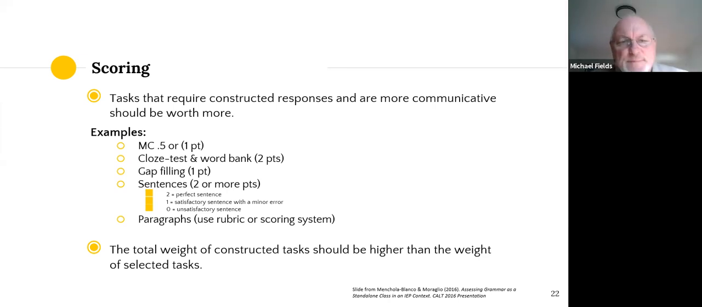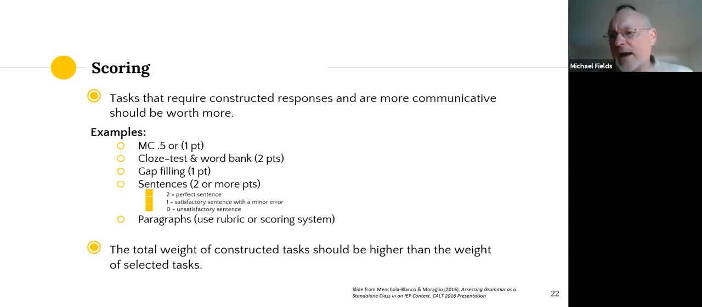Yeah, I'm thinking it over. I mean, in the first part where you say that the individual items that are productive should weigh more, that without a doubt. But when we talk about should the entire portion of the test with constructed tasks be given a higher value than the selected, I'm thinking it over because it depends on what the test looks like, and to some degree it depends on what you're testing, because I find that sometimes, depending on the grammar point, it's easier to create selected response items than constructed response items.